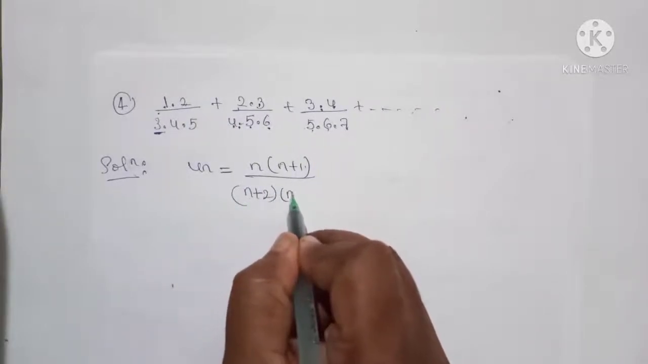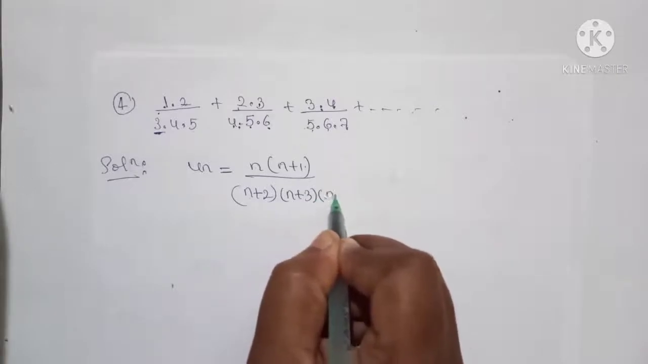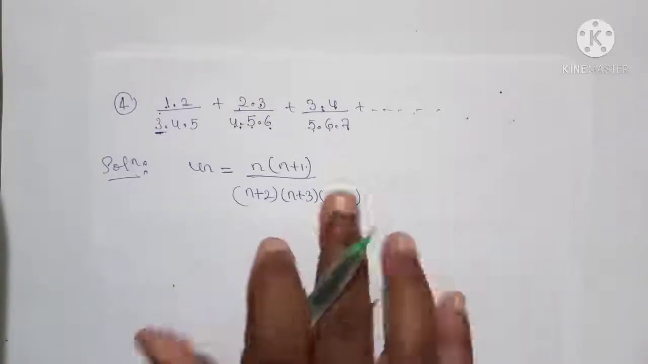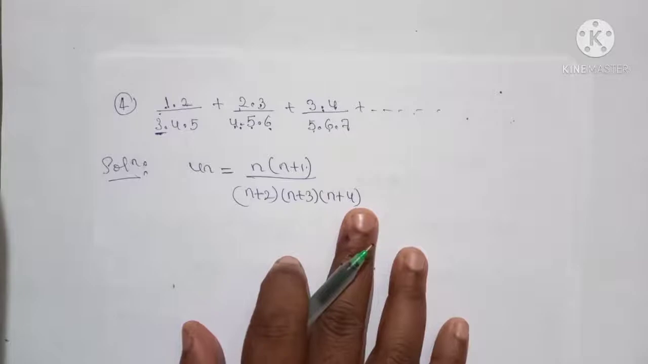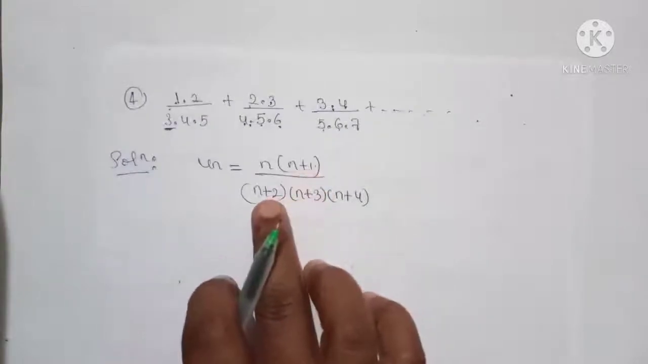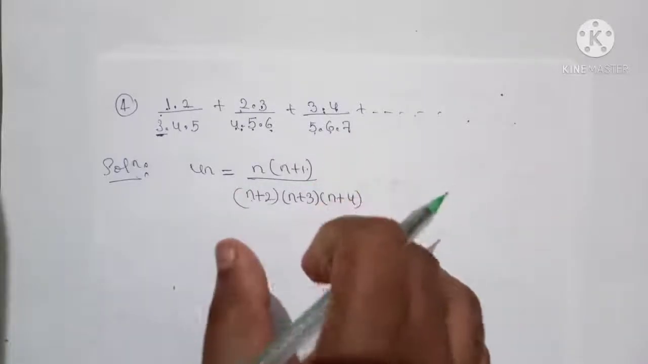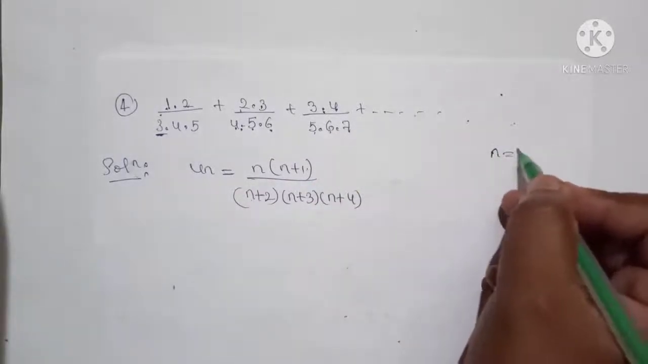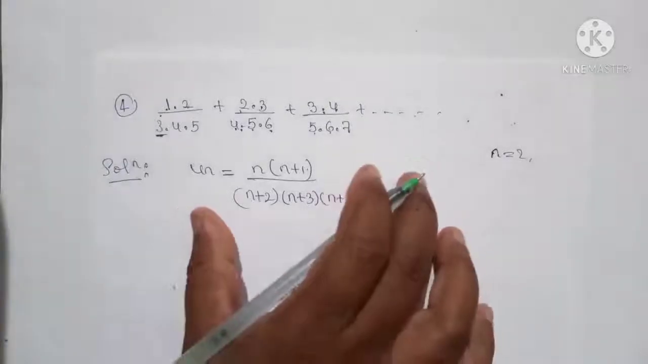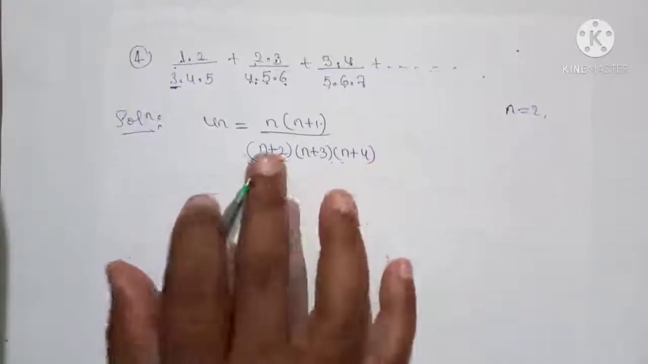So again n plus 3, n plus 4. Which is easy. So here n into n plus 1, n plus 2, n plus 3, n plus 4. If you substitute any value for n equals 2, 3, you will get the required term. Okay, so this is the nth term.